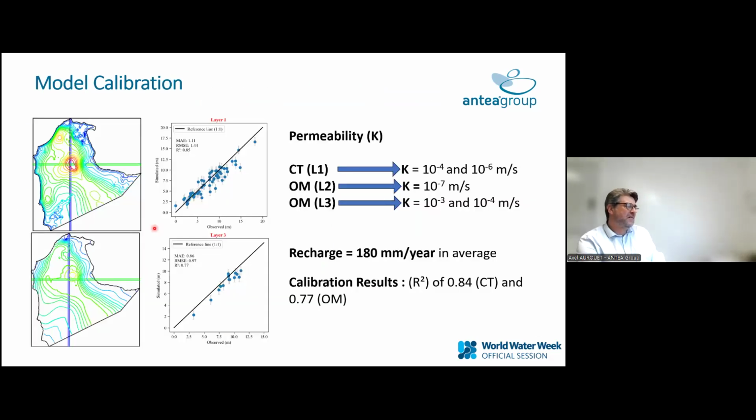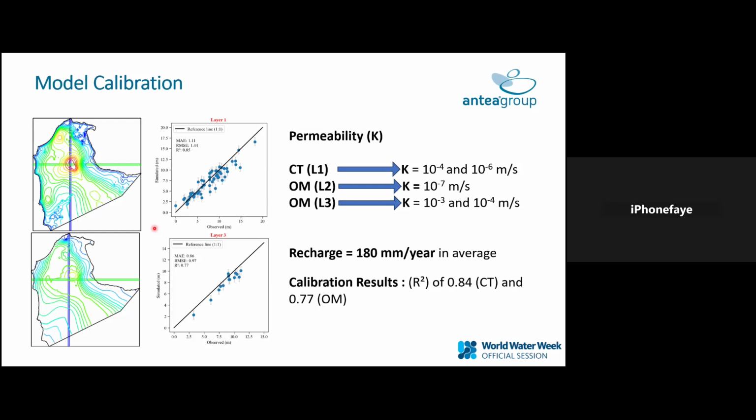It was a fine model with a cell size of 100 meters, and we calibrated for the 3 layers. We ended up with a very fine calibration for the top one, which is layer one, and the second one, which is the Miocene one, with a quite good correlation coefficient for the system. And from these results, we start our simulation. You can go to next.